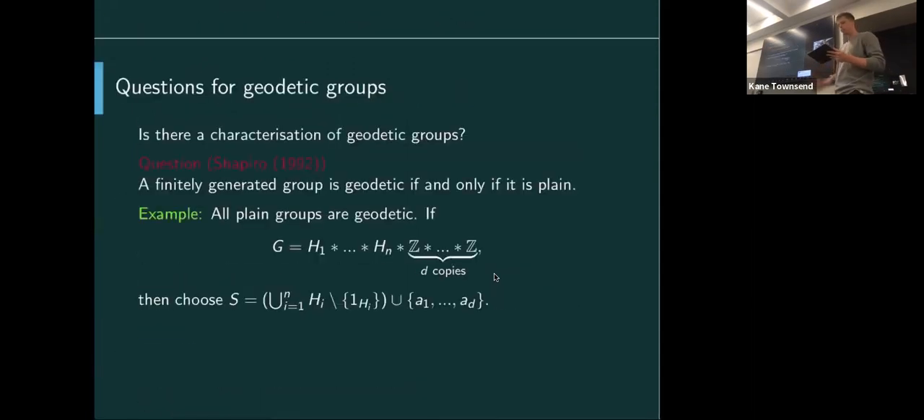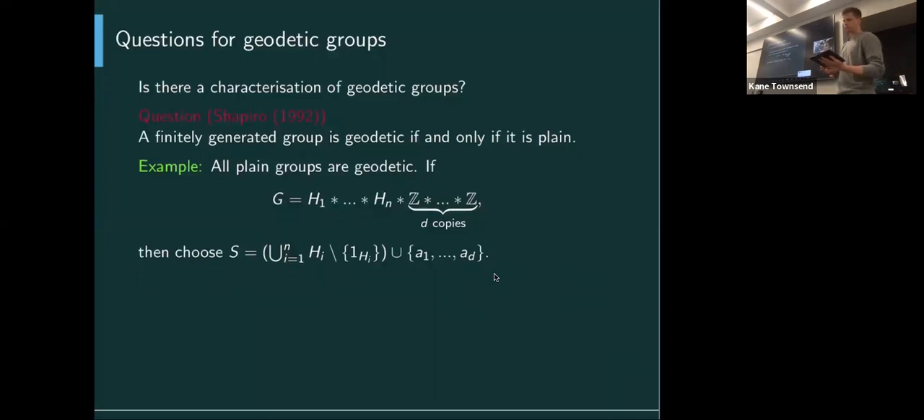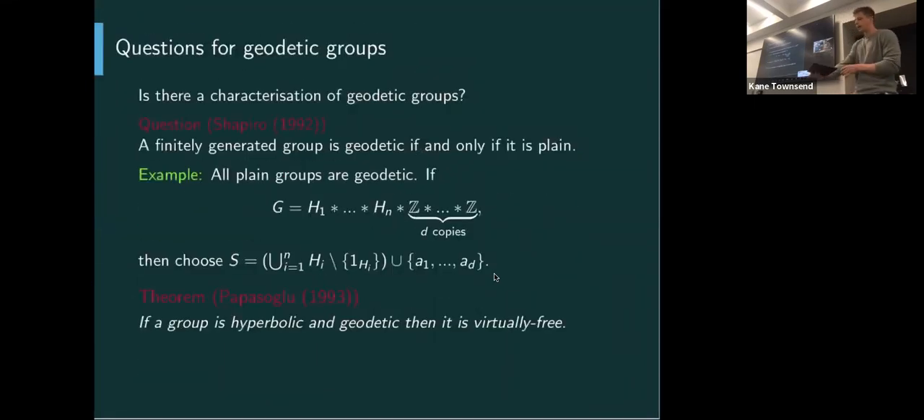This was asked in 1992. I've given an example showing that all plane groups are geodetic. The way you do that is you take all elements in the finite group parts other than the identity as the generating set, and then take single generators from the infinite cyclic parts, and that will give you a geodetic Cayley graph. Then in 1993, Papasoglu showed that if a group is hyperbolic and geodetic, then it is virtually free.